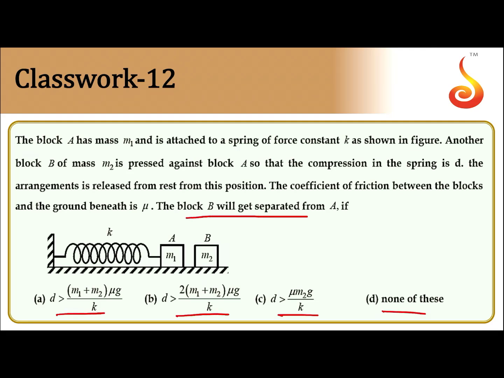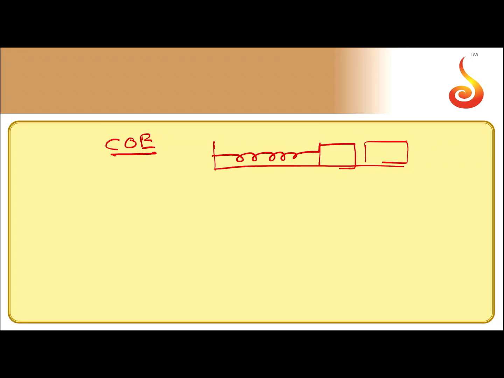He says block B will get separated from A, which means that both of them will be moving with the same velocity, or we can say the normal reaction between them ceases to exist. Again, conservation of energy can be used here. Observe the diagram here. This is the construction, and of course these two are in contact, m1 and m2. Remember, these two are in contact. I have shown them separated.